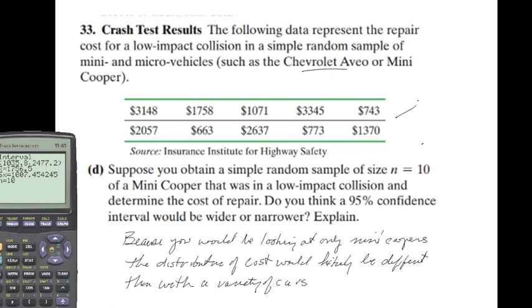So this distribution up here is more than one car. So this is more than one type. But if you had just Minis, I would venture a guess. I wouldn't be able to say it for sure, but I'd guess that the costs would be narrower. So the range would possibly be narrower. Okay, so I guess that takes care of that one.